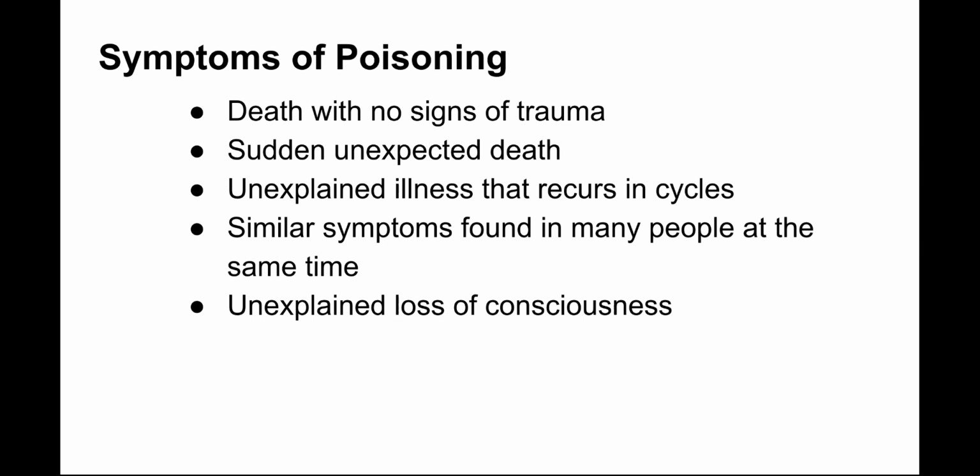Symptoms of poisoning is usually a death that doesn't have any sign of trauma. It's sudden and unexpected. You can't explain an illness that recurs in cycles. If you see similar symptoms in many people at the same time, that's a sign of poisoning, or an unexplained loss of consciousness.